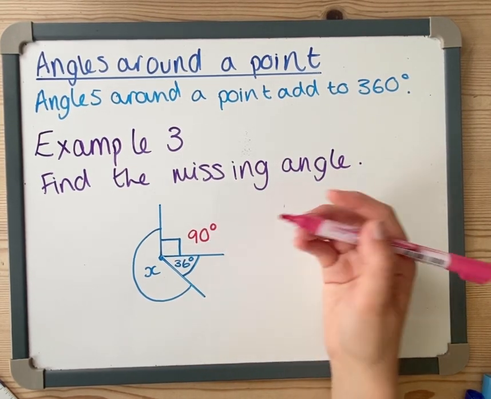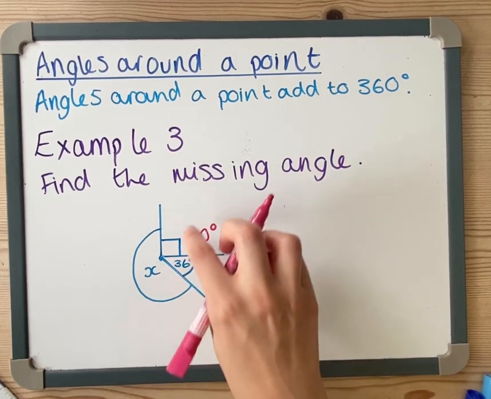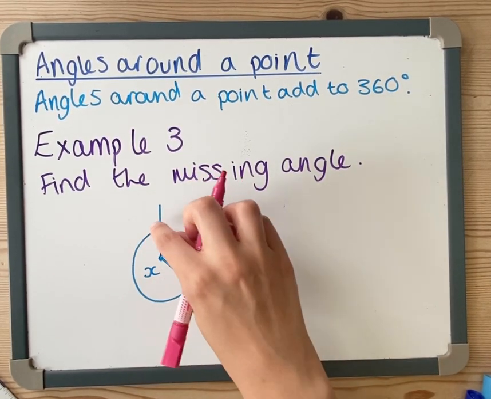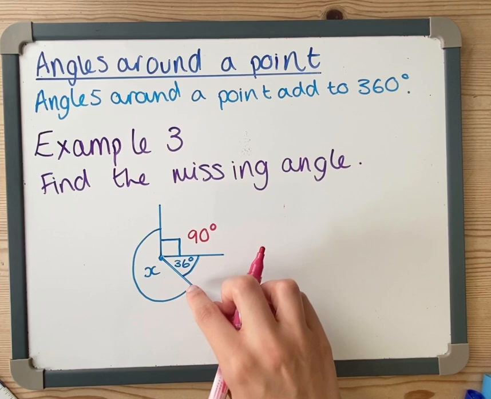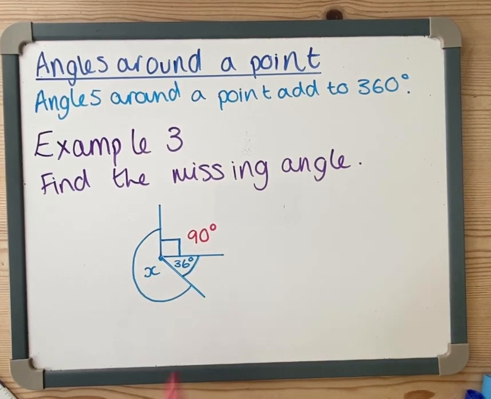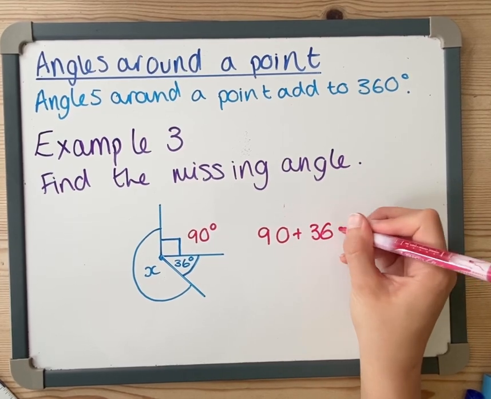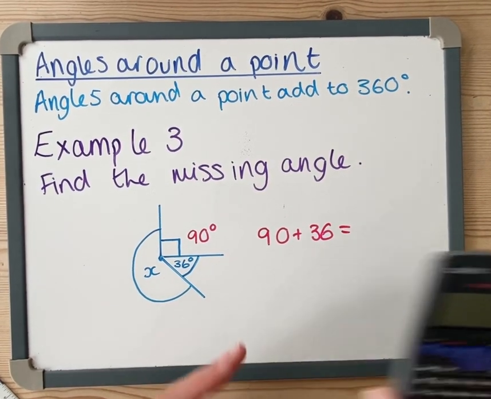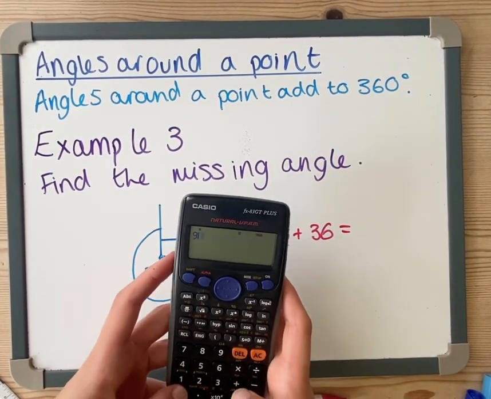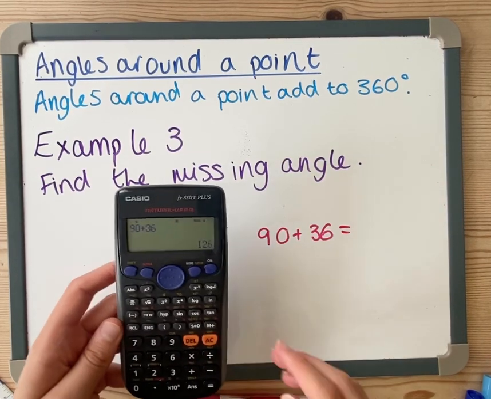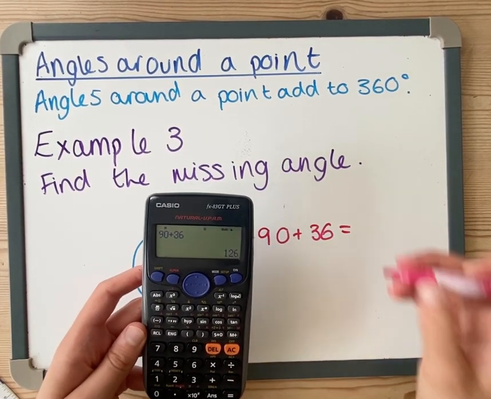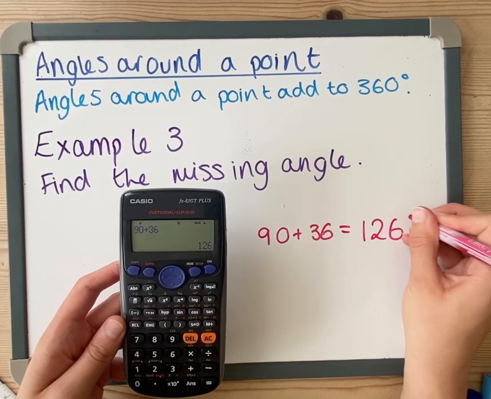So, we're going to do the same method as last time. Because these all add to 360, if I take away the part I know from 360, then I'll be left with this bit. So I've got to add together 90 and 36. And for quite a few of these questions, you can use your calculator. So I'm going to whip out my calculator. 90 plus 36 is 126 degrees.